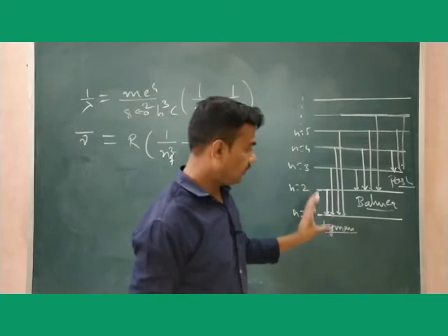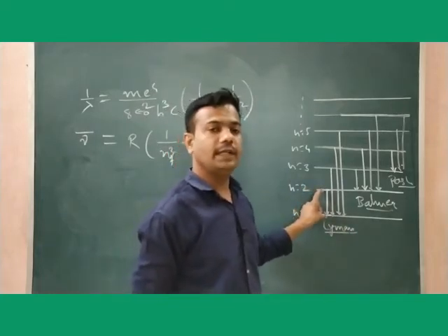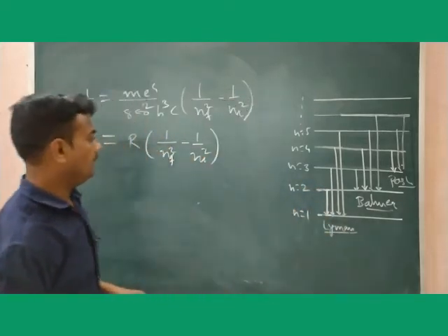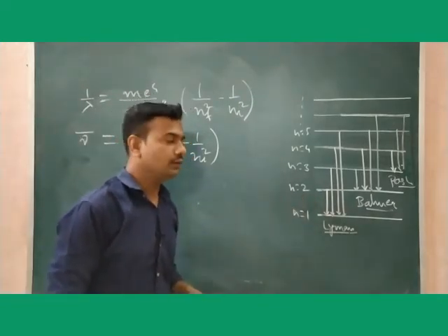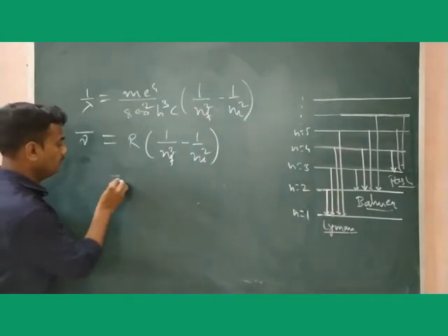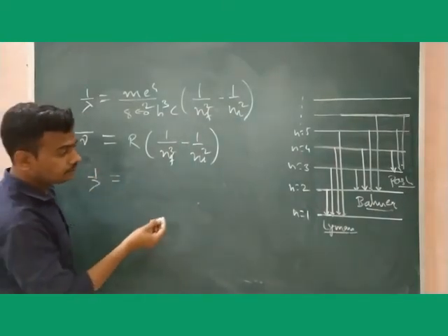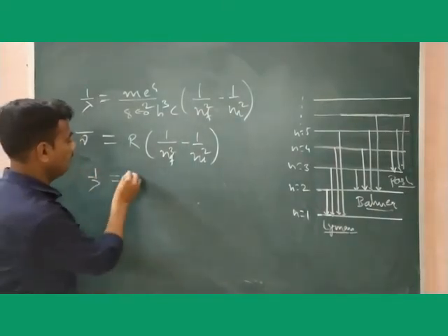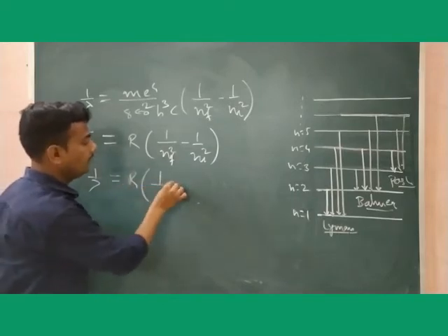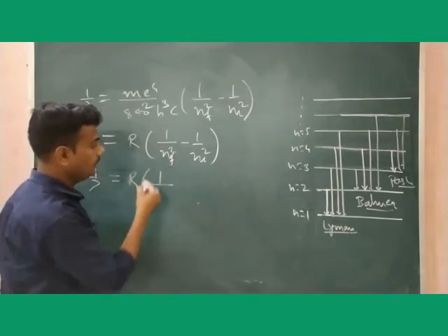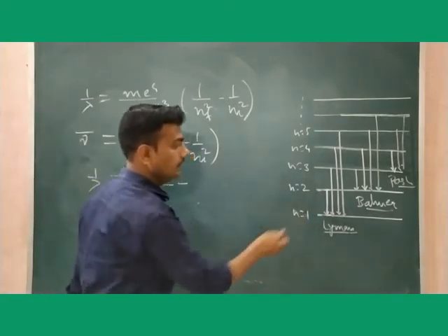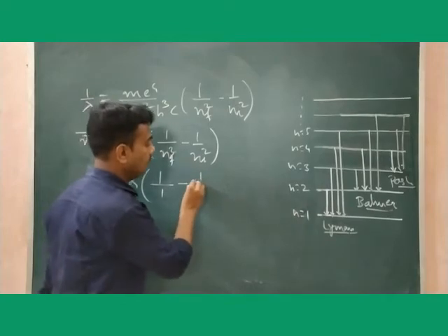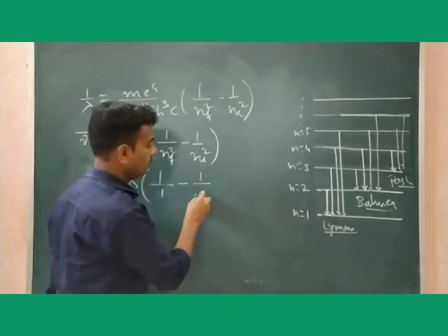Okay, the longest line emitted due to this transition is given by the following. For that, nf is equal to 1 and ni is equal to 2. So for the longest wavelength, 1 by lambda is equal to R times 1 divided by 1 squared, since the value of nf is equal to 1 for this line, minus 1 divided by the initial level, which is equal to 2 squared, that is 4.